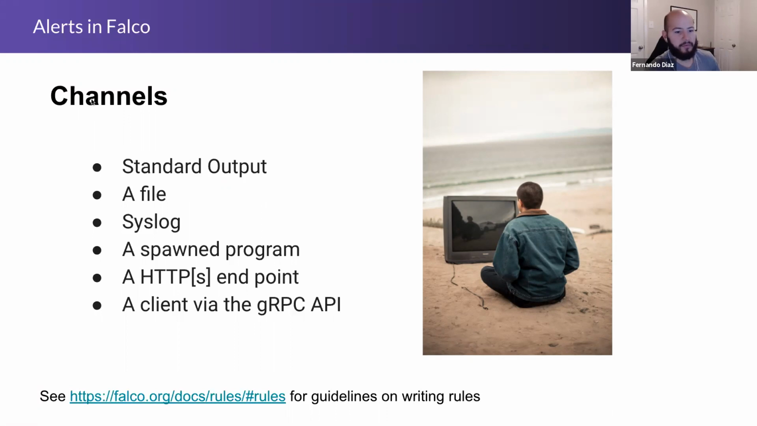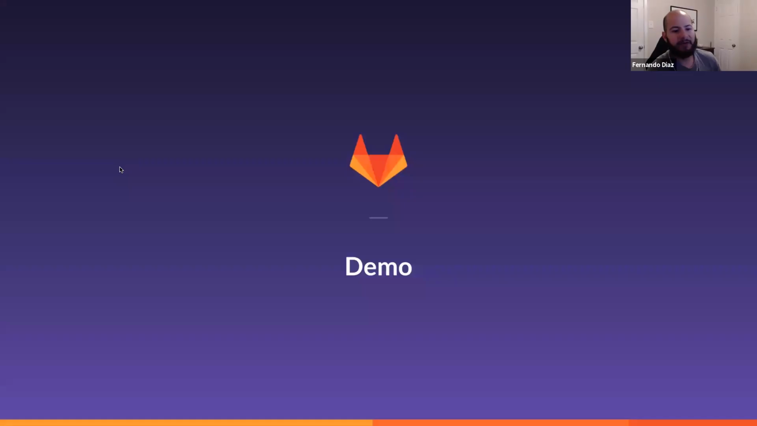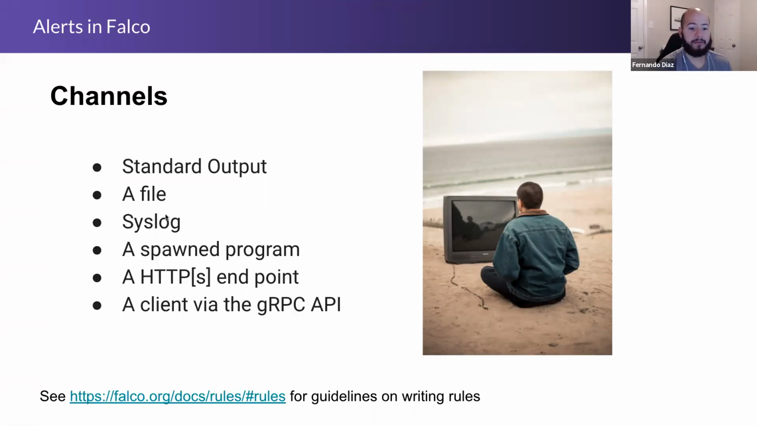There are different ways of alerting: standard out, to a file, to syslog, to a program, to an HTTPS endpoint, to a client via gRPC. So pretty much I can call anything. An example would be sending myself an email saying an alert was triggered, which is a very simple way of doing it. But I can also go to Slack and have a Slack channel where anytime any rule is broken, Slack will message me and pop up and show the rule.